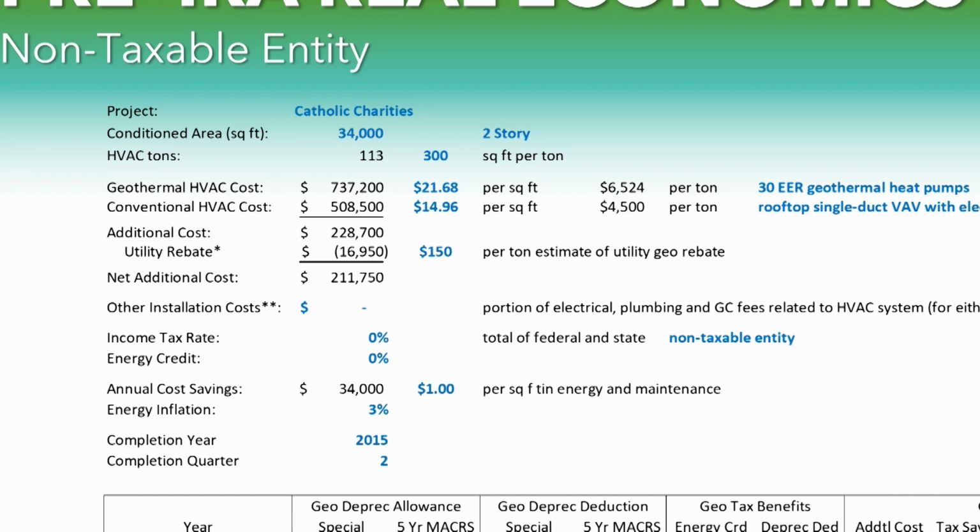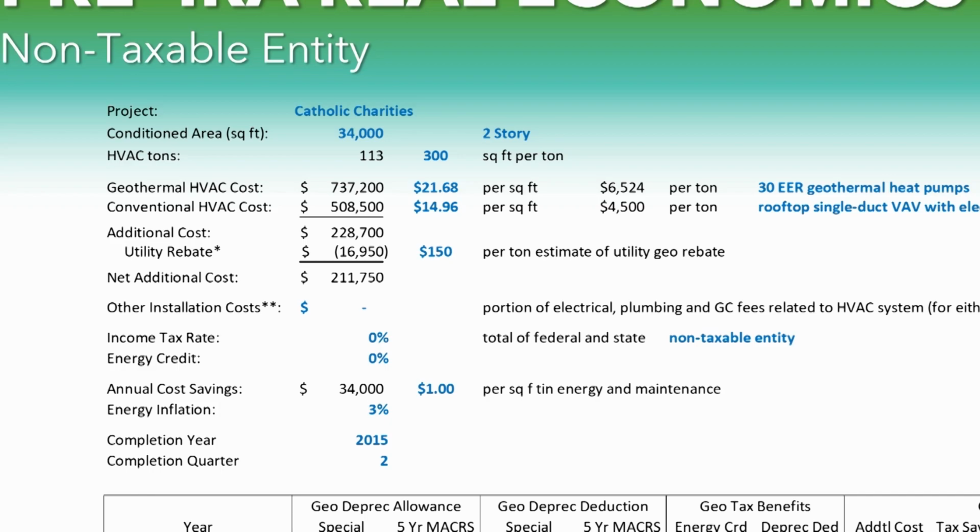So you had an additional cost of $229,000. There was a utility rebate of $150 a ton, so that was $17,000. So you're down to $211,000 out of pocket for Catholic Charities and their donors to build this. And then in addition, they had annual cost savings of about $1 a square foot in energy and maintenance costs, mainly because that was a low-end VAV and electric resistance heat, not the most efficient.